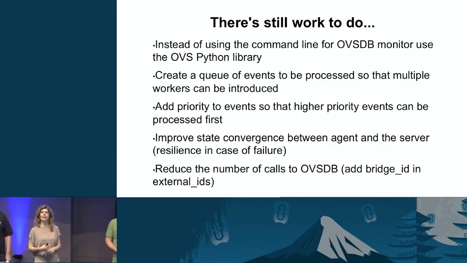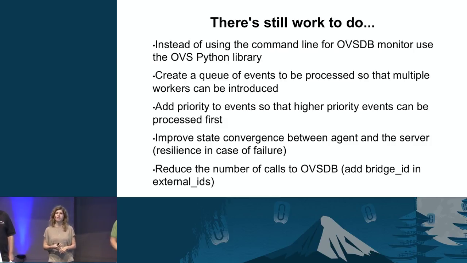So some of the things that can be improved. We still use the command line for OVSDB monitor, and it would be nice to use the OVS Python library. We also should create a queue of events so that we can have multiple workers. We should also add a priority so that higher priority events can be processed first. And generally, we should improve the state convergence so that what's in the Neutron DB reflects what's actually on the compute host. And we can reduce more the overhead in the communication with OpenVSwitch.